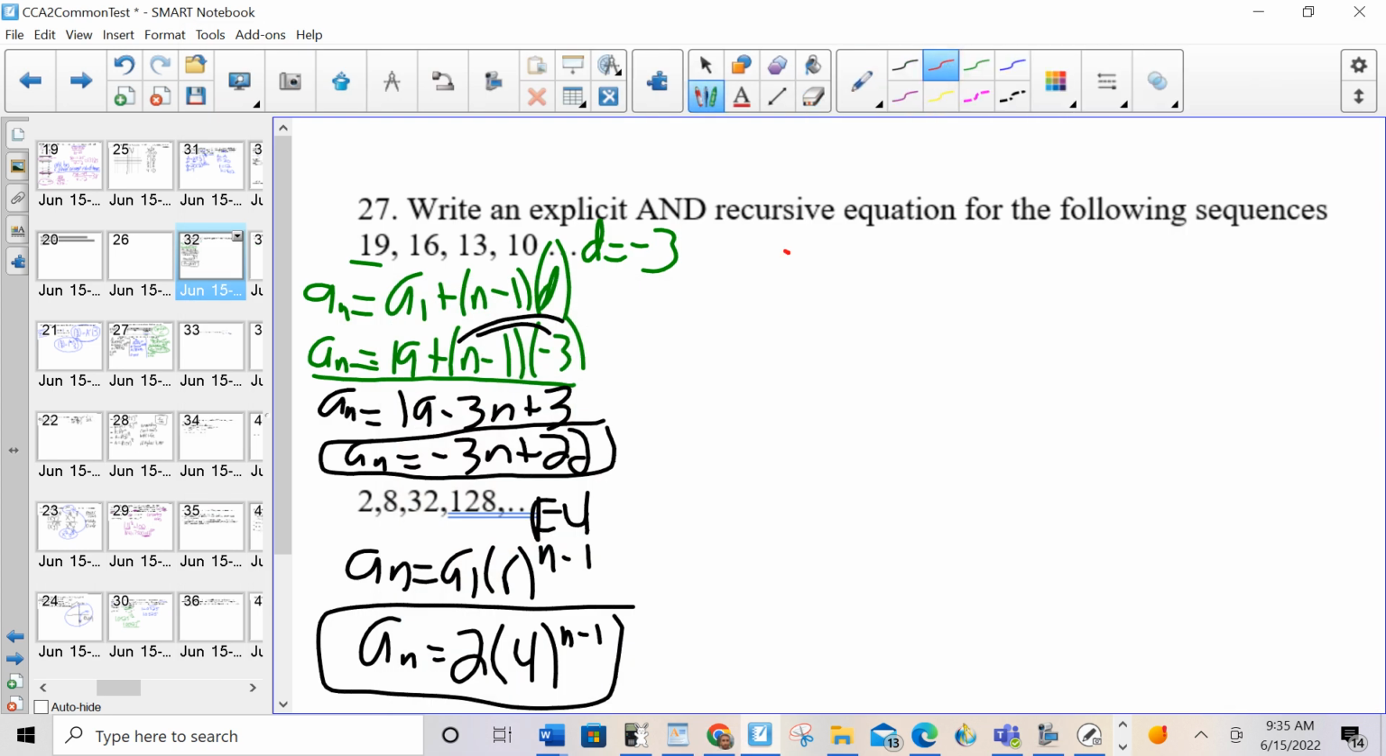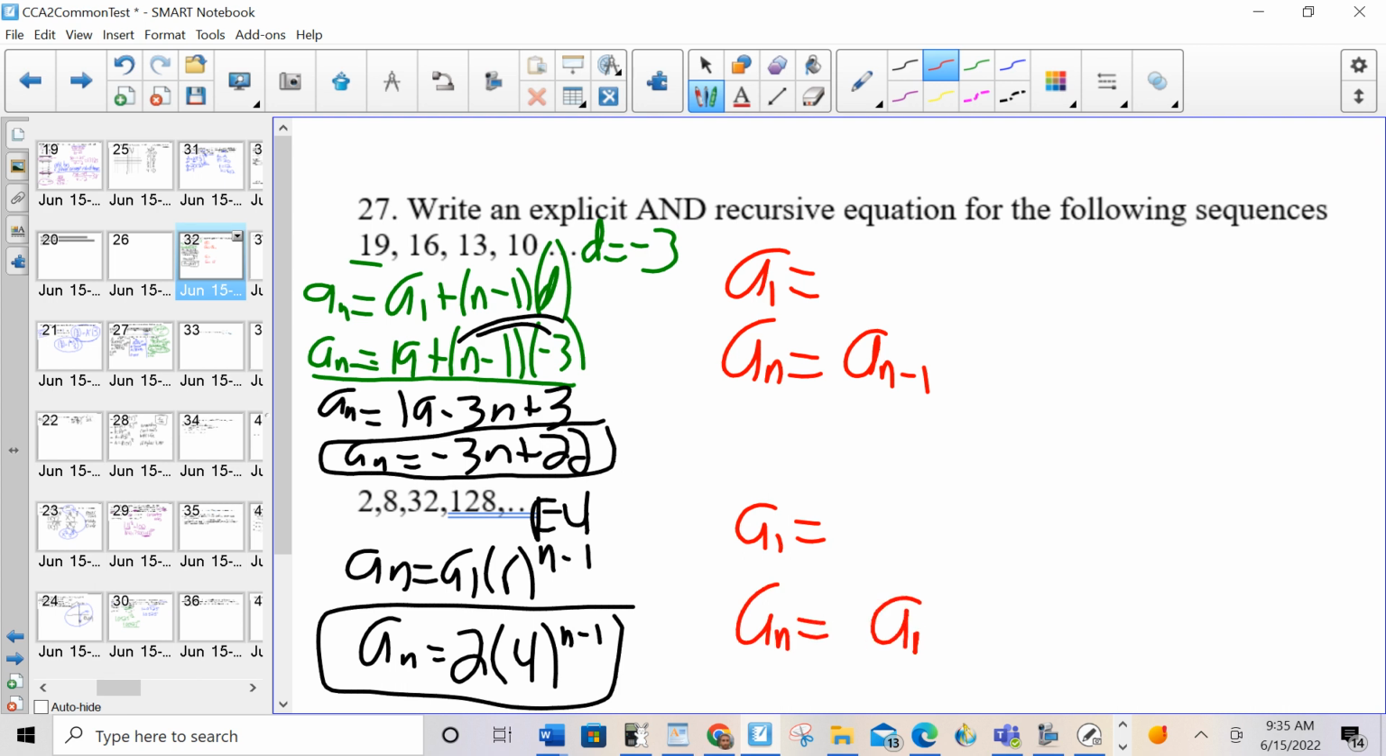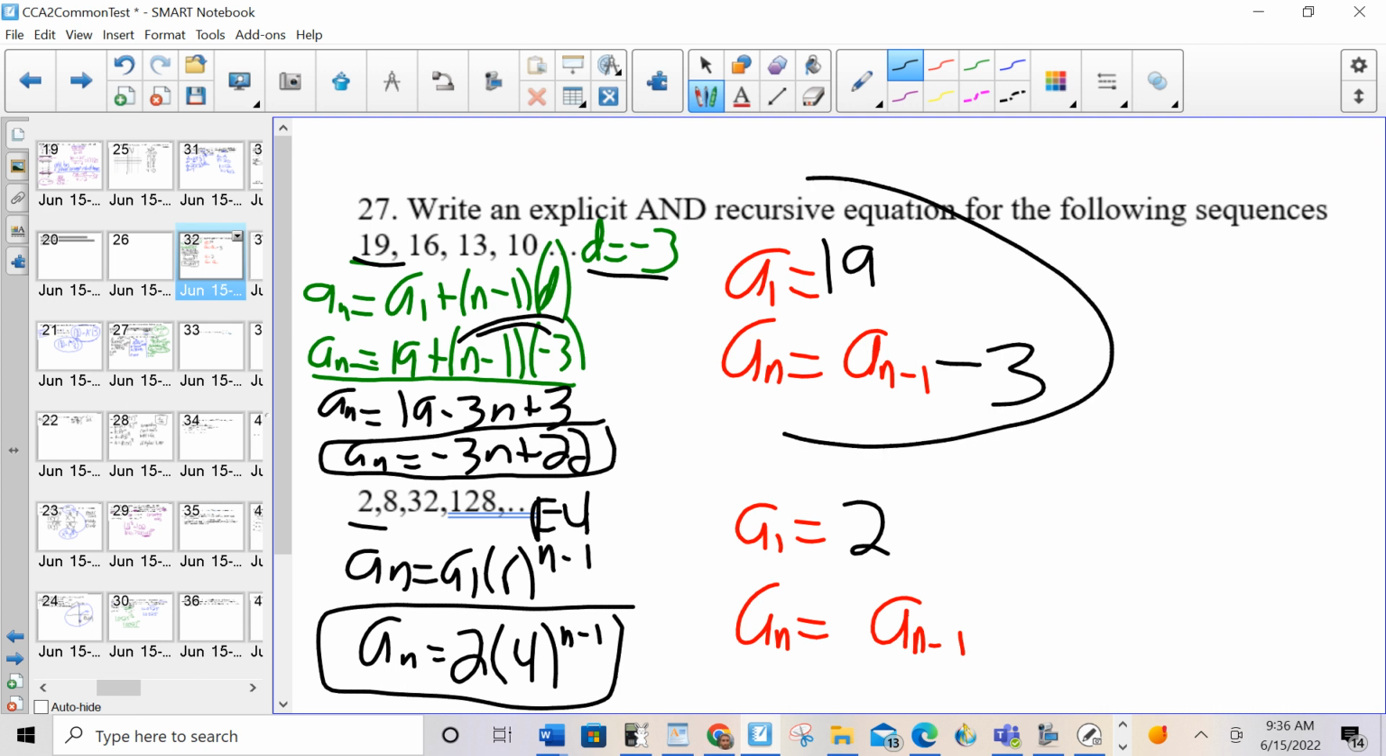Recursive: A1 equals, An equals An minus 1. No matter what, if you want to write a recursive formula, you start by writing A1 equals, An equals An minus 1. From here, just fill in the pieces. In number 1, A1 is 19. In number 2, A1 is 2. In the first one, what am I doing to the previous term? What's the pattern? Well, I'm subtracting 3, so I just write minus 3.